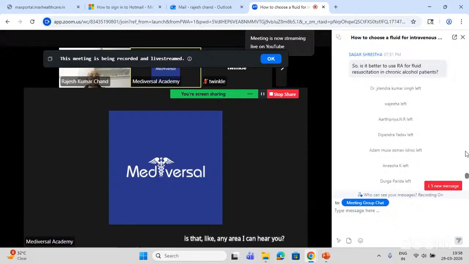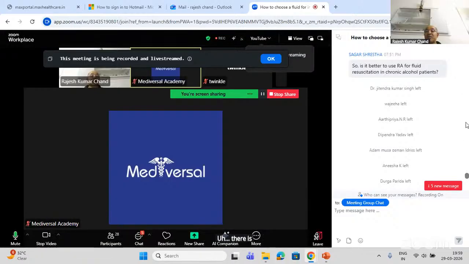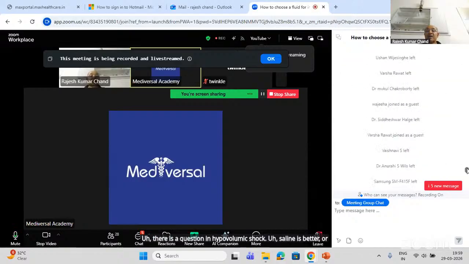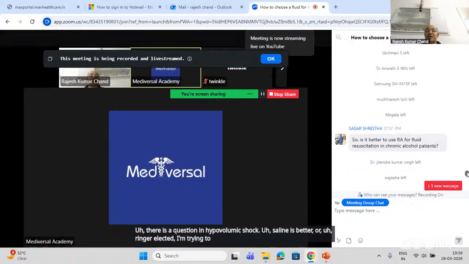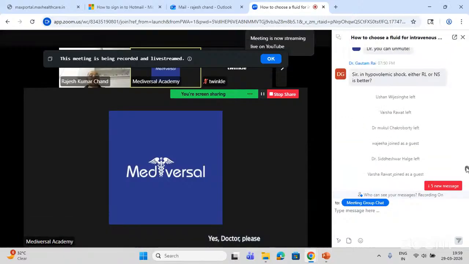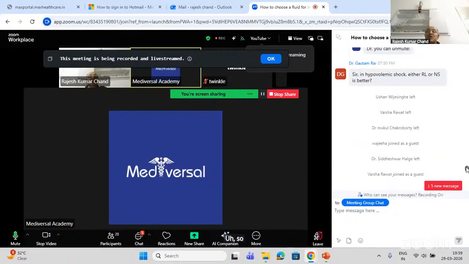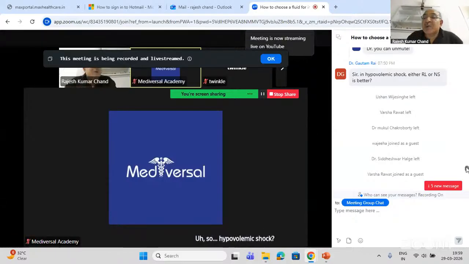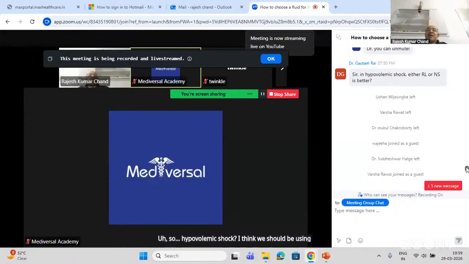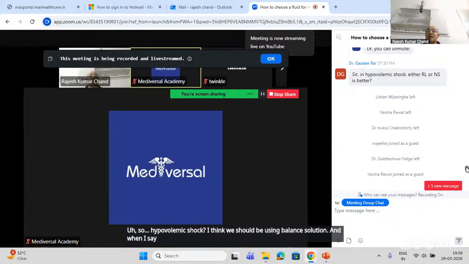There is a question: in hypovolemic shock, is saline better or Ringer's electrolyte? I'll answer this question. In hypovolemic shock, I think we should be using a balanced solution. And when I say balanced crystalloid solution, it is either Ringer's lactate or Ringer's acetate. In fact, we should use Ringer's acetate or lactate or gluconate, not saline.